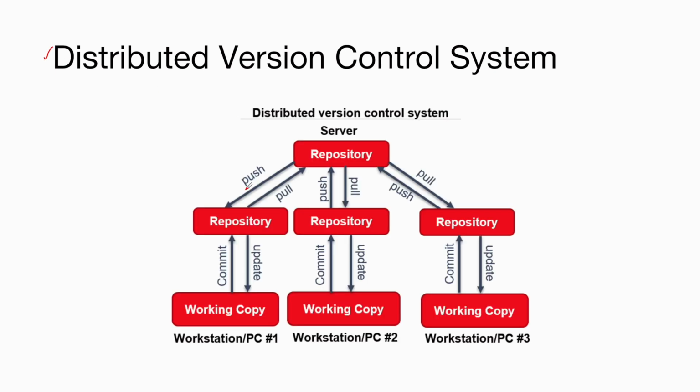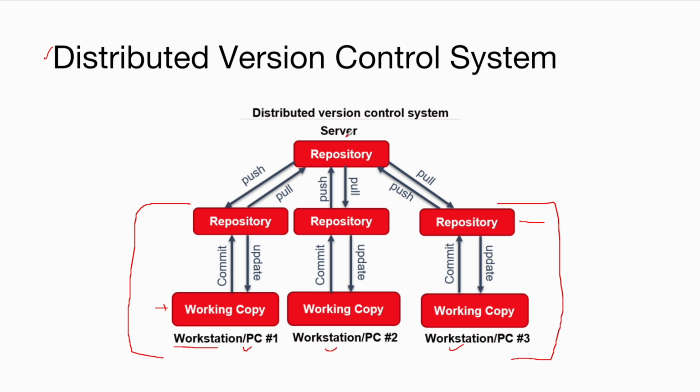Now let us understand the distributed version control system in more detail, because this is the one widely used version control system. We can represent the distributed version control system in a picture like this. Here is the workstation or PC. User 1, this is the first user, second user, third user. Each has their own working copy. And this is the local repository. All this is located on the user's own computer.